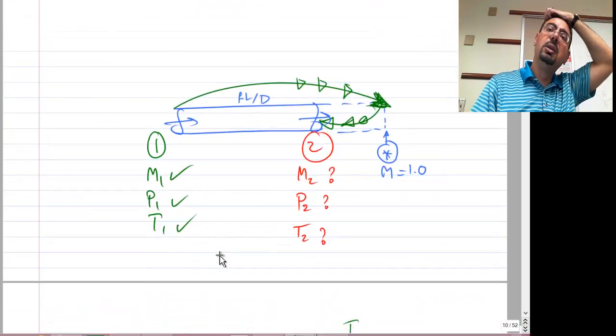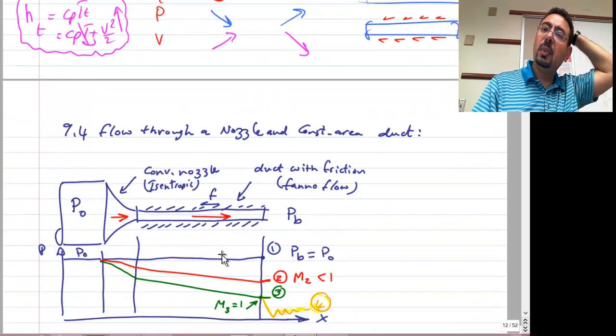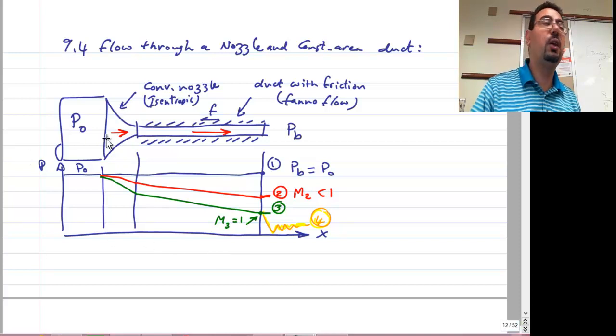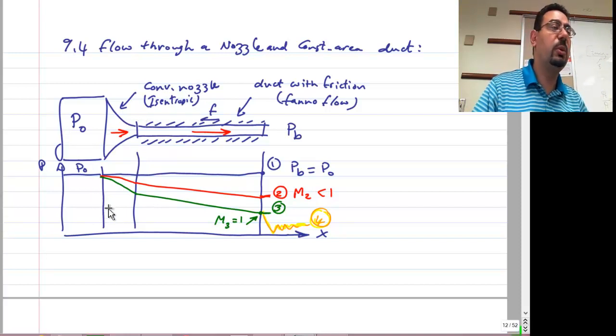All right. So now the problem gets complicated when you add a nozzle to the duct, right? So if we have, say, a convergent nozzle first. This nozzle is isentropic. Okay, so we dealt with this in chapter 3.